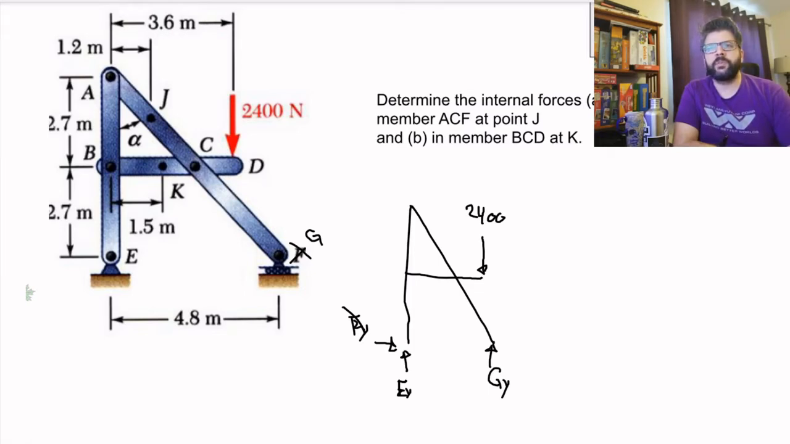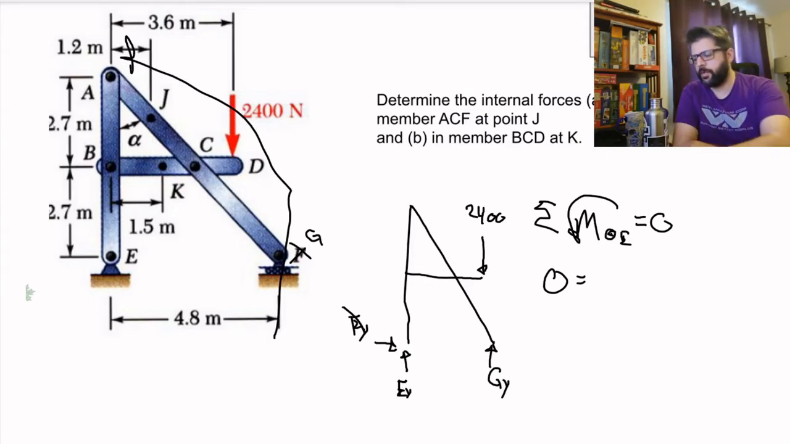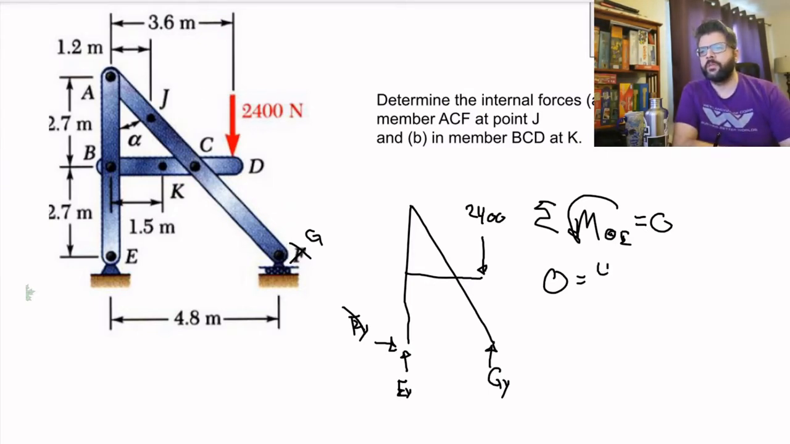The easiest way to do that would be to take a moment. So let's take a moment about E. Sum of the moments about E needs to be equal to zero. So zero is going to be equal to a positive moment caused by GY, 4.8 meters times GY, and then a negative moment caused by the 2.4 kilonewton force, so minus 3.6 meters.